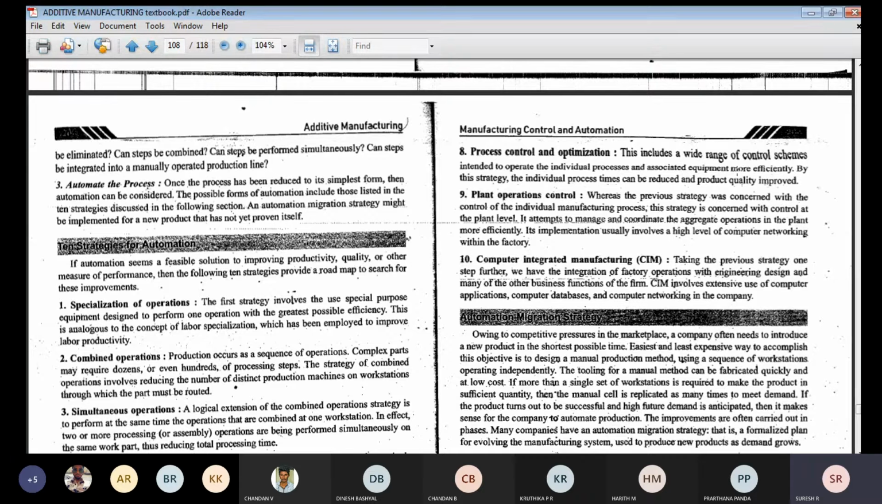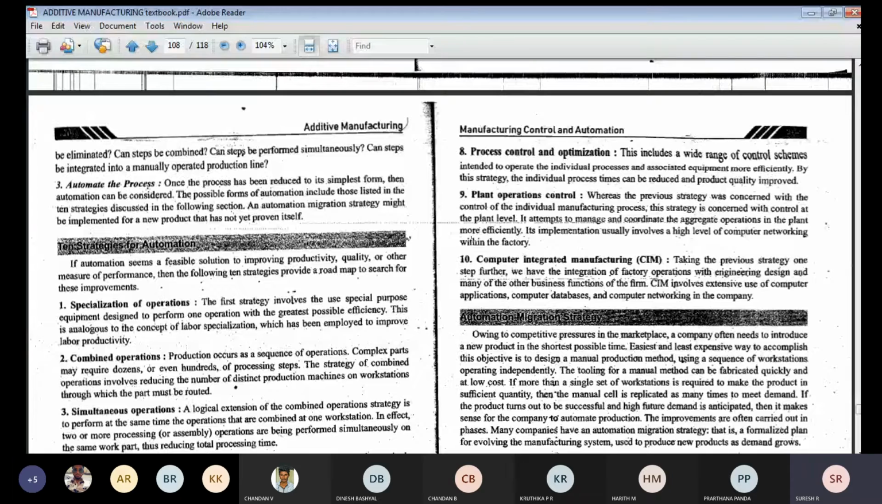And the last one is computer integrated manufacturing. You know the meaning of computer integrated manufacturing. It is the complete, extensive use of computer applications and computer databases in the company. So these are the 10 strategies for the automation.